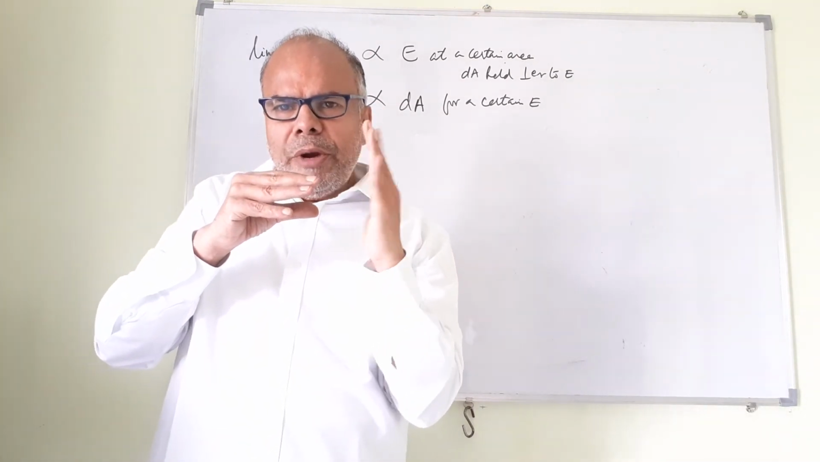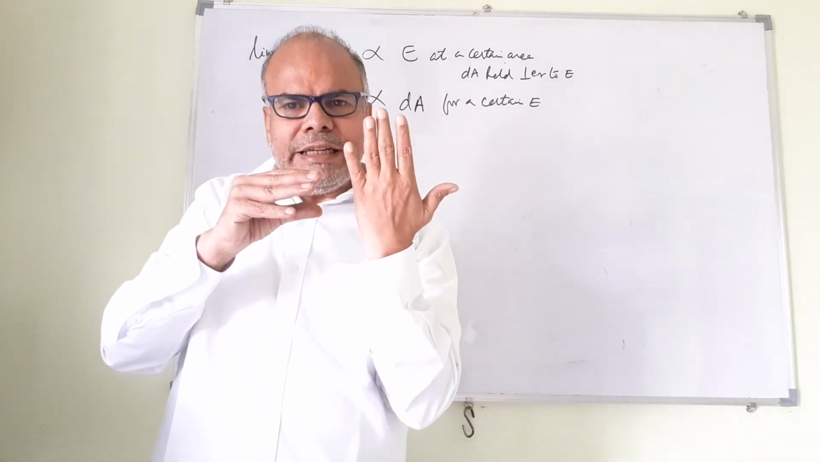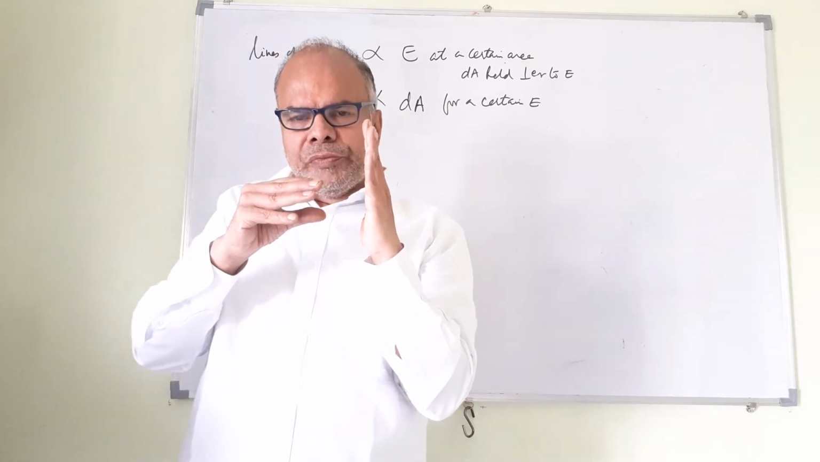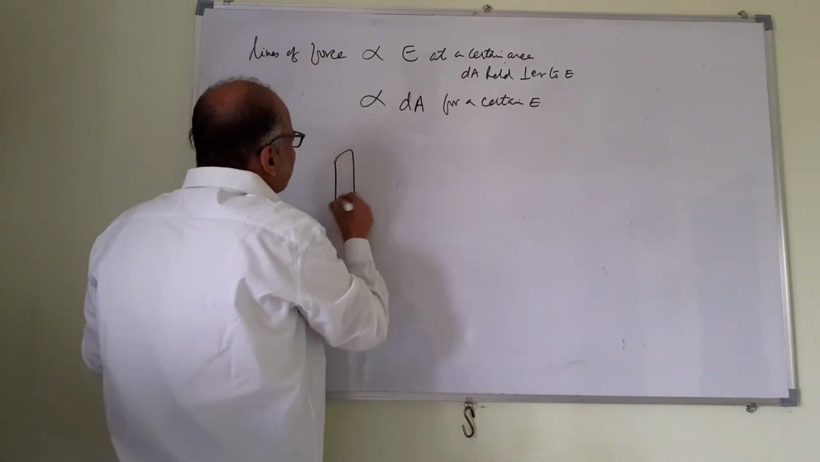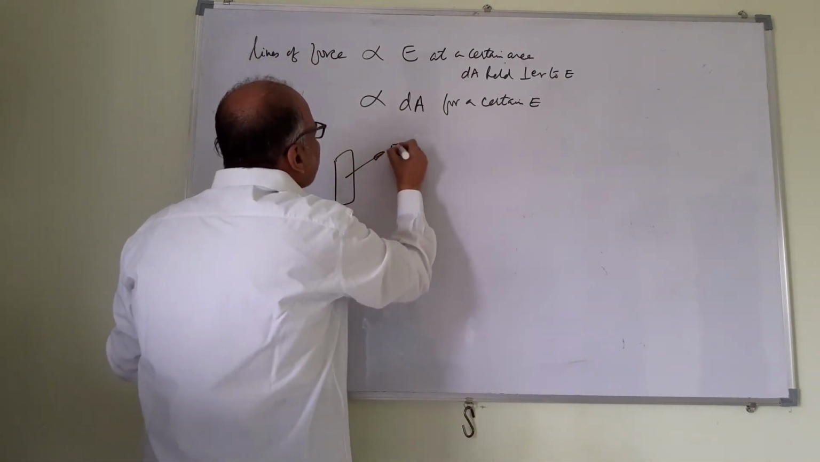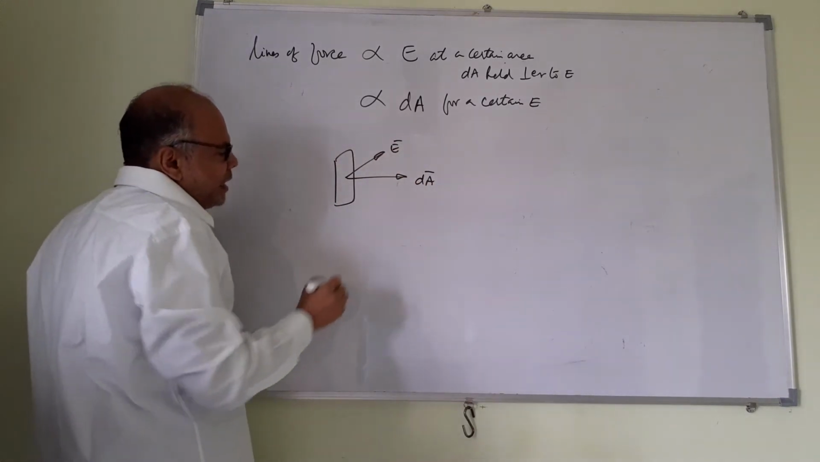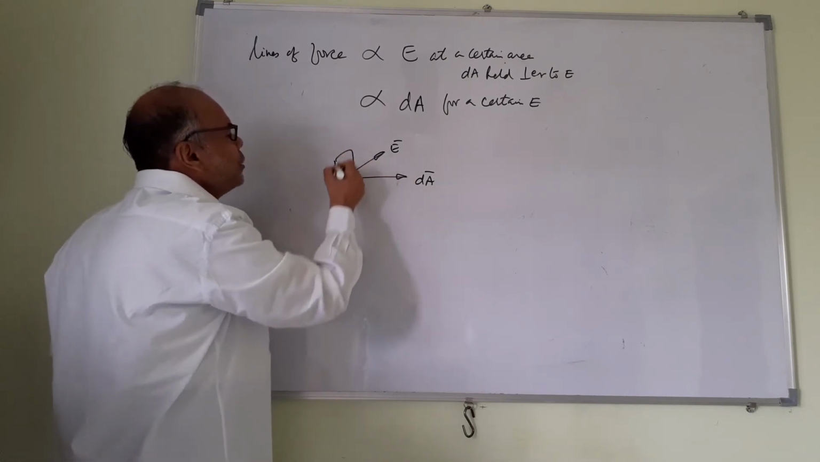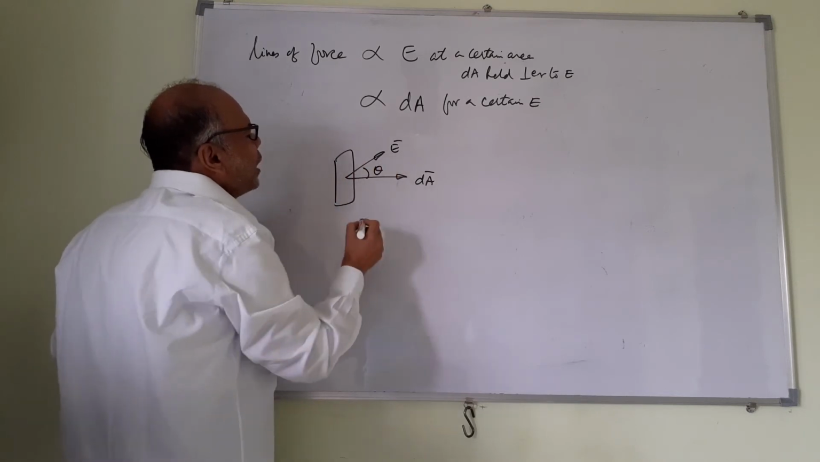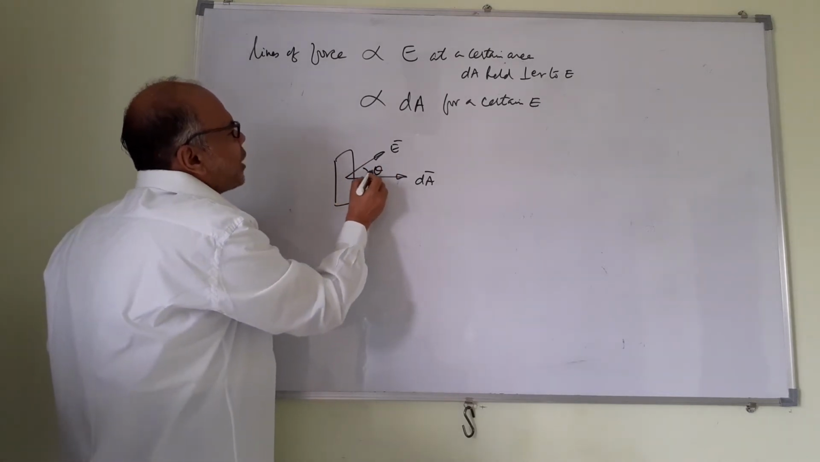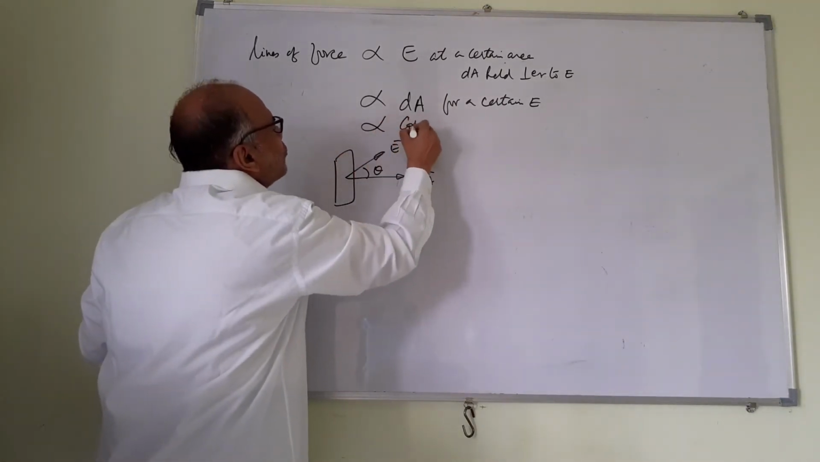So there is a trigonometric function involved. In fact, it's cos theta, because cos 90 is 0 and cos 0 is 1. In fact, we are going to choose an area, and if this is the electric field, the area vector is chosen as dA. Area vector is normal to the surface of the area, and this is the angle theta. So when theta is 0, the flux is maximum. When theta is 90, the flux is 0. So we say this is proportional to cos theta.